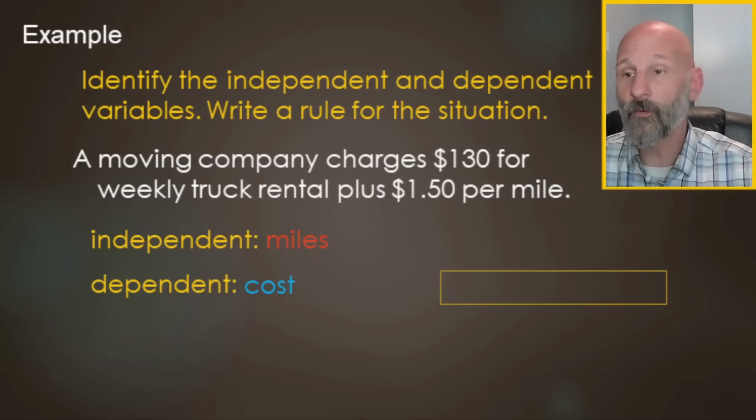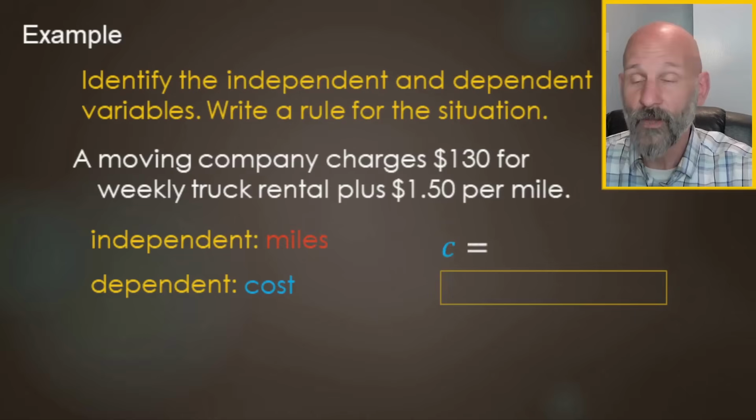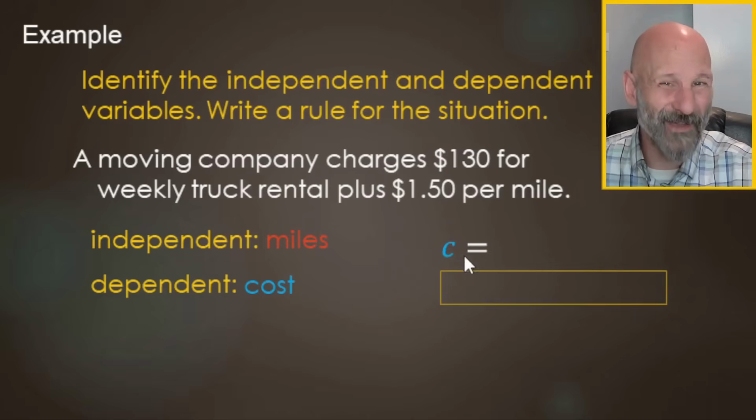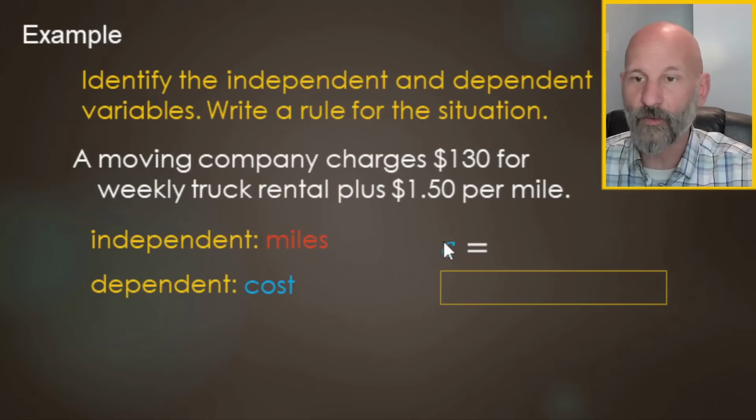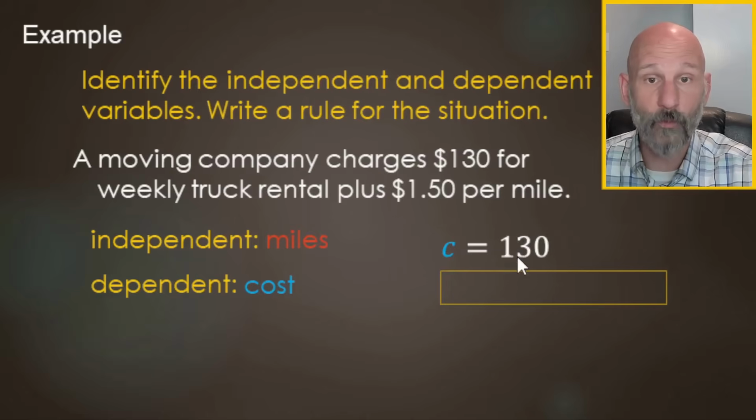Now when we go to write our function rule, we say that the cost equals, because the dependent variable is your output, your y variable. So cost equals, now what do we start with? Well, we're going to start with $130. So 130 goes next. The cost is $130 for the truck rental.